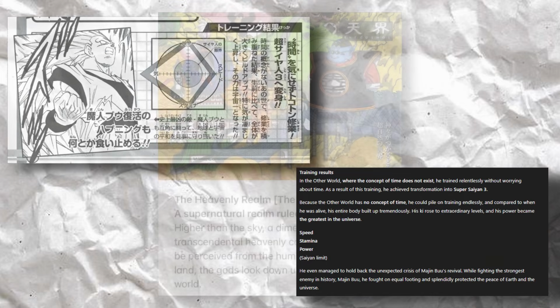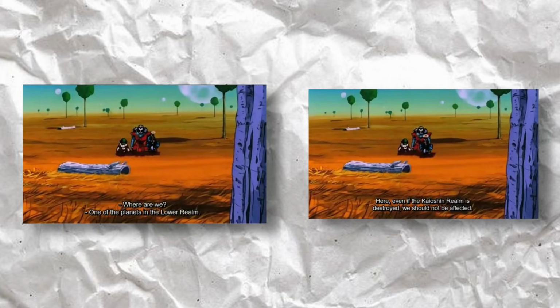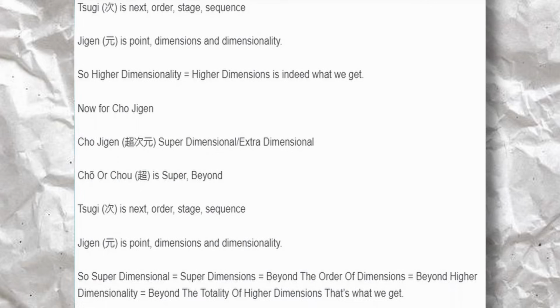Low ball is dimensionally above the living world, and that's the exact same relationship the Kaioshin realm takes with the afterlife. That would make the macrocosm anywhere from 5D to outer versal, and the Kaioshin realm anywhere from 6D to outer versal. Super Saiyan God Goku in the Battle of Gods arc is then called super dimensional, which means he's above the order and the set of dimensions that is in his verse, which will put him at 7D comfortably.